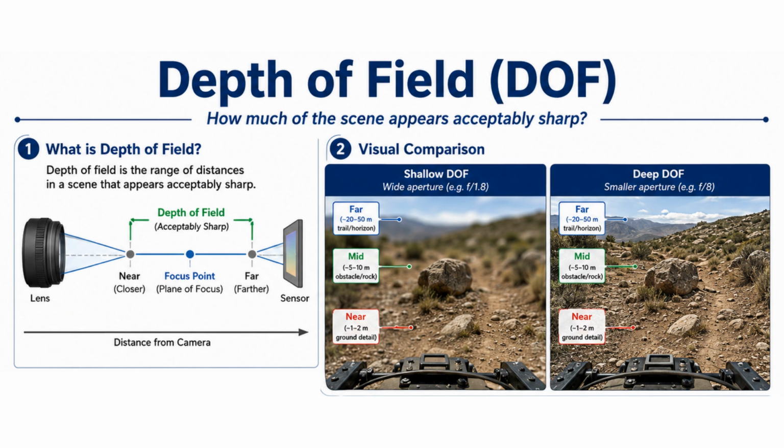Depth of field, or DOF, describes how much of a scene appears acceptably sharp at the same time. A camera focuses most precisely at one particular distance, called the focus point. However, objects slightly nearer and farther away may also appear clear. In the comparison shown here, a shallow depth of field keeps only a limited region sharp, while the foreground and background become blurred. A deep depth of field keeps a much larger range, from nearby ground details to distant terrain, clear and usable.